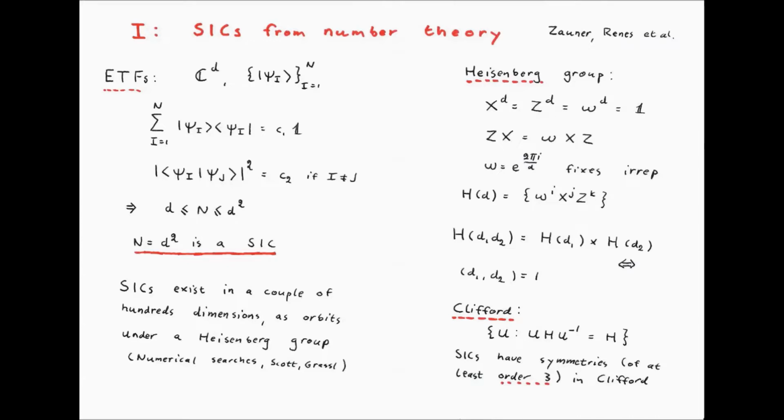One important fact about these groups, I will come back to it in the talk, is that the Heisenberg group has a unique irreducible representation in dimension D, once you fix this. So the unitary representation is unique and tied to the dimension D. If the dimension is composite, this group splits as a direct product. That will be important, provided that the factors are relatively prime.